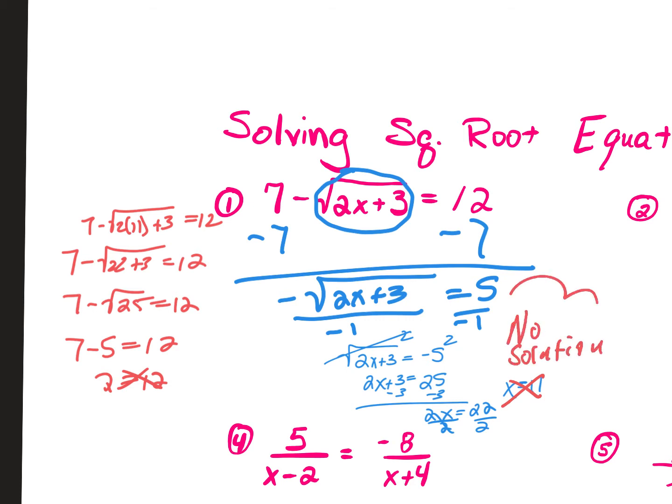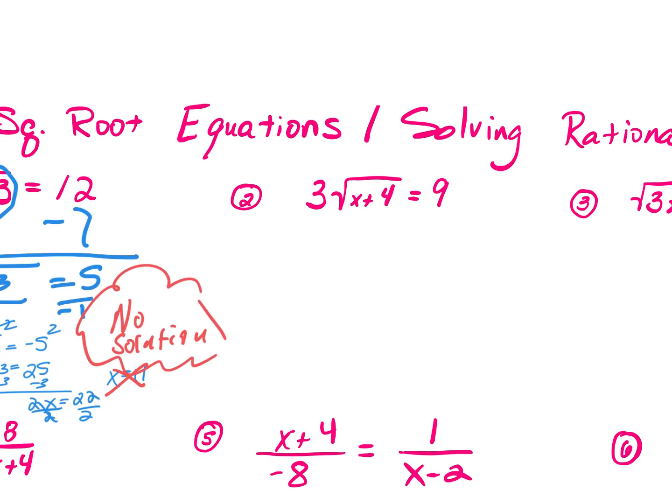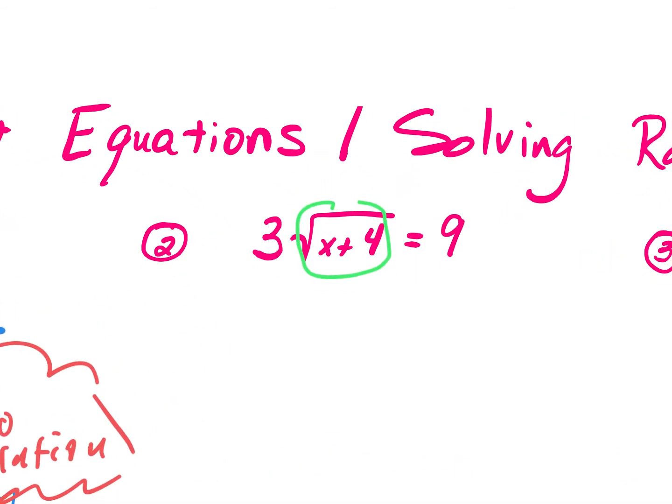Remember, you've got to plug your answer back in to make sure that it satisfies your equation. Same thing with this next one. I want to isolate my radical. I'm going to get my radical all by itself. So I'm going to divide both sides by 3. So I have the square root of x plus 4 equals 9 divided by 3 is 3.